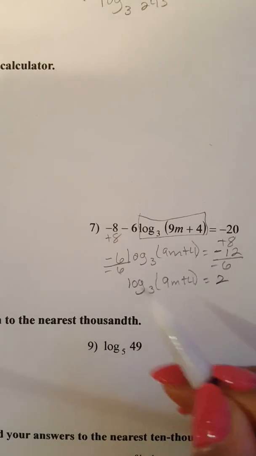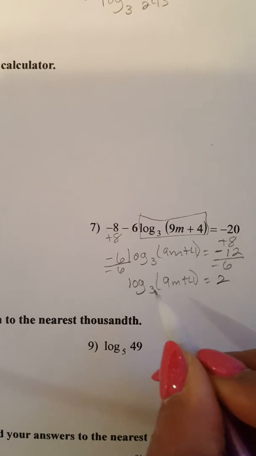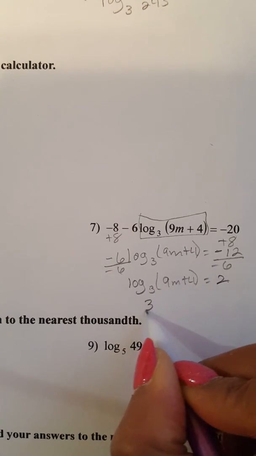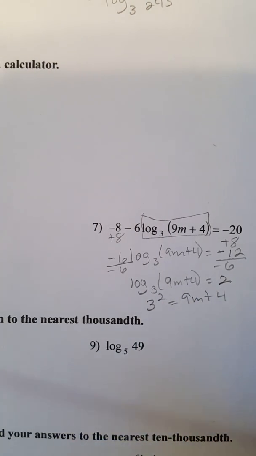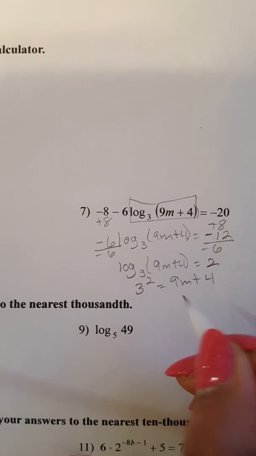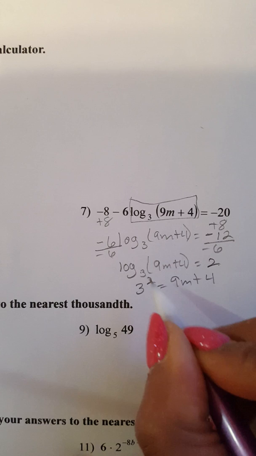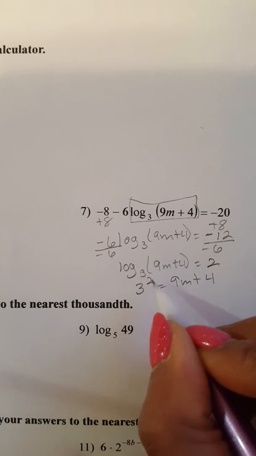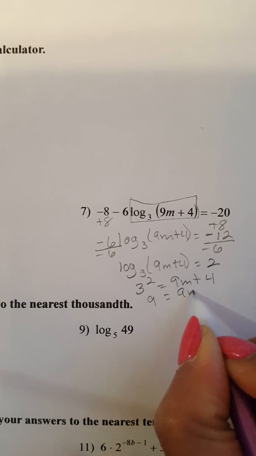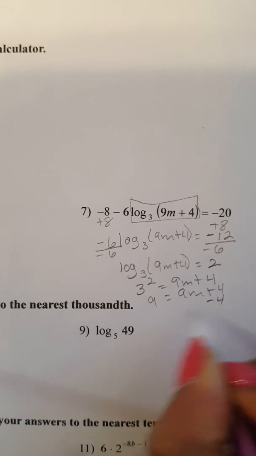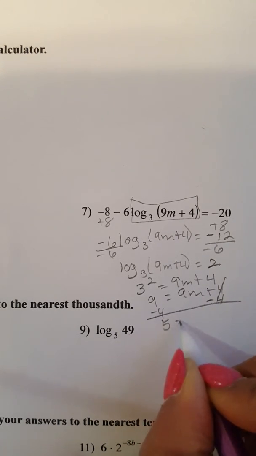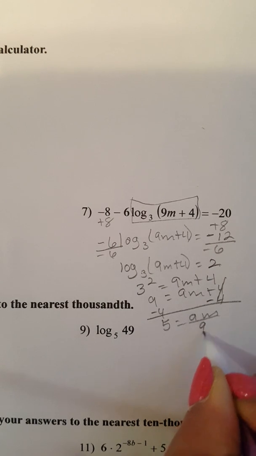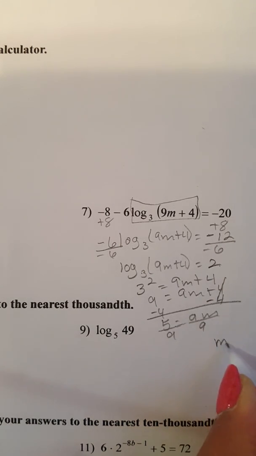Then we rewrite it in exponential form. So your base is 3, this is your power. So you would have 3 squared equals 9m plus 4. And we're going to run down the page a little bit. And then we just solve it for m. First, write 3 squared as 9. And we're going to subtract 4. So we get 5 equals 9m and divide by 9. So m equals 5/9.